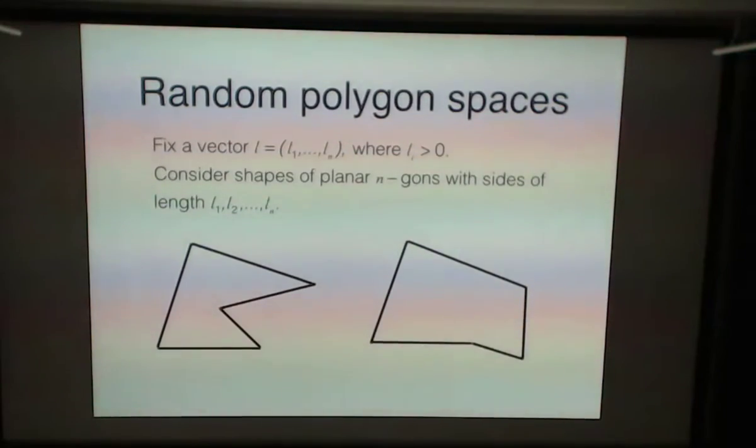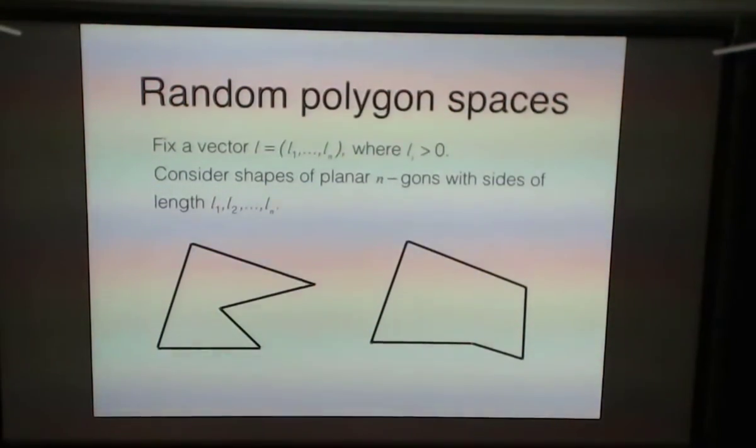We started with random surfaces, which were manifolds of dimension 2. Then we looked at random three-dimensional manifolds, and now we look at random closed manifolds of high dimension, with dimension going to infinity. And they come quite naturally as polygon spaces.